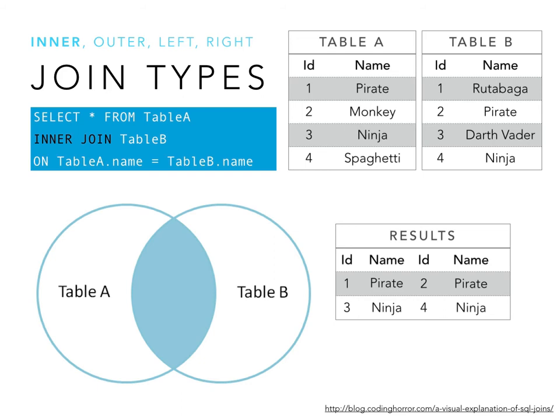We just have Pirate and Ninja in our result set. Does that make sense? You see, it's within the two. Well, what if that's not what we want to do? What if we actually want to get all of everything combined together into one big list?